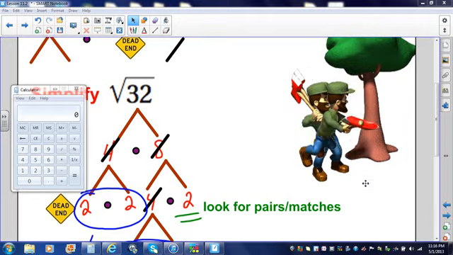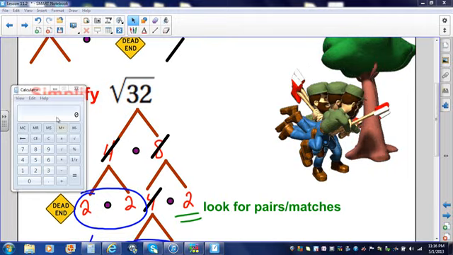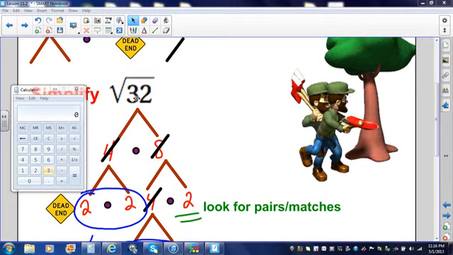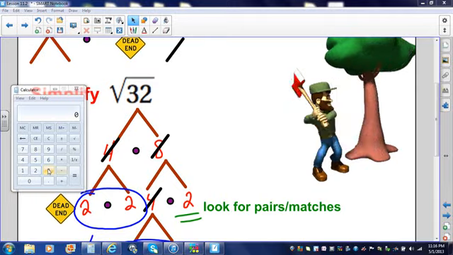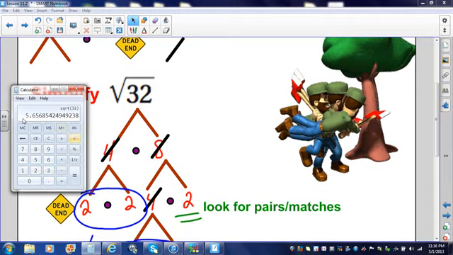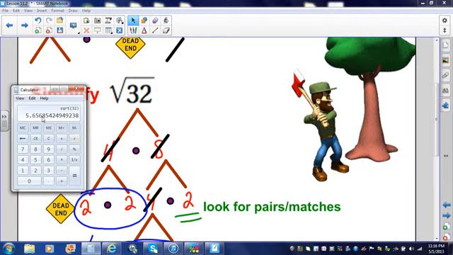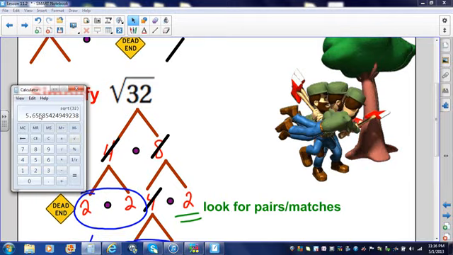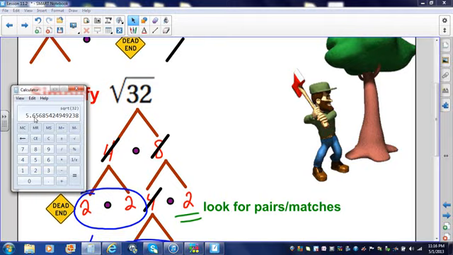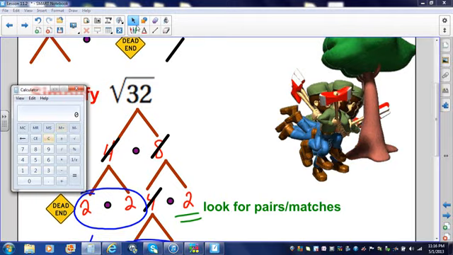Here's how you can check your answer on the EOC. Take your handy dandy calculator and type in the radical of 32. You get 5.65 and so on. So we're just going to write down 5.65. Close enough.